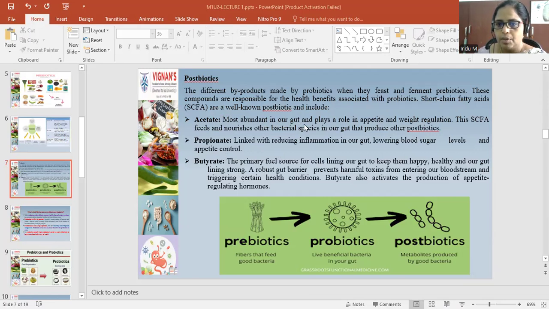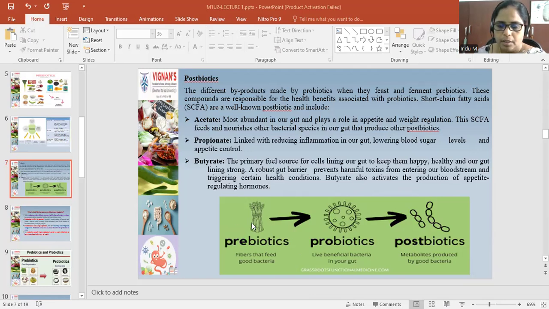Acetate is most abundant in our gut and plays a role in appetite and weight regulation. So this short-chain fatty acid feeds and nourishes other bacterial species in our gut and produces other postbiotics. Propionate is linked with reducing the inflammation in our gut, lowers the blood sugar levels, and helps appetite control. And butyrate is a fuel source for cells lining our gut to keep them happy, healthy, and the gut lining strong. It prevents harmful toxins from entering our bloodstream and triggering certain health conditions. Butyrate also activates the production of peptide regulating hormones.